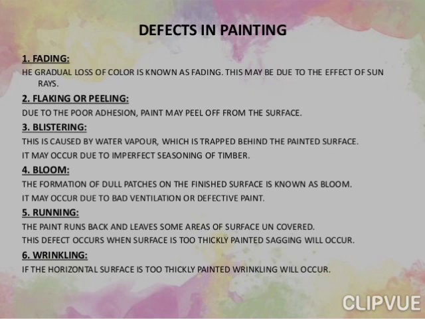Bloom. The formation of dull patches on the finished surface is known as bloom. It may occur due to bad ventilation or defective paint. Running. The paint runs back and leaves some areas of surface uncovered. This defect occurs when surface is too thickly painted. Sagging. Wrinkling. If the horizontal surface is too thickly painted, wrinkling will occur.